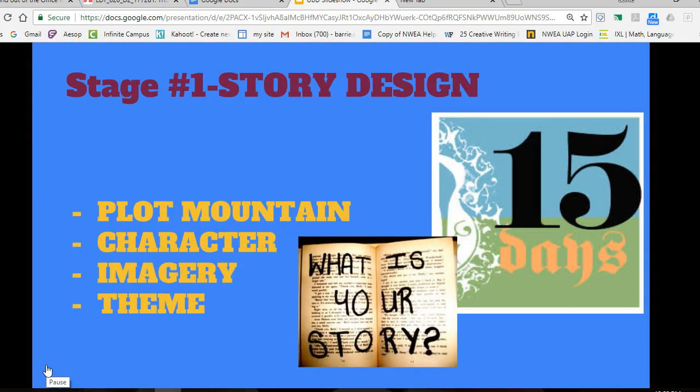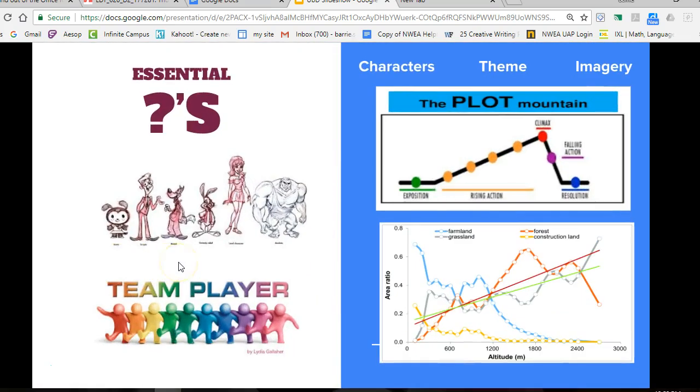The story design begins with explaining what we will be doing. In 15 days, we're going to move from writing a short story to writing using some imagery based on images they see to writing their own short story. We will learn the plot mountain, characteristics of characters, about imagery, and of course theme.